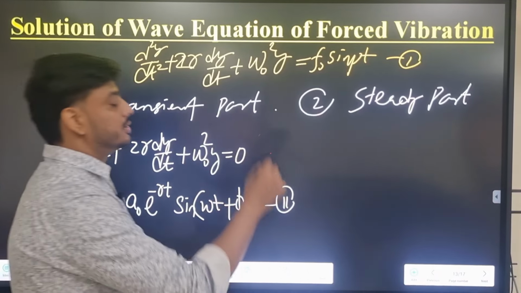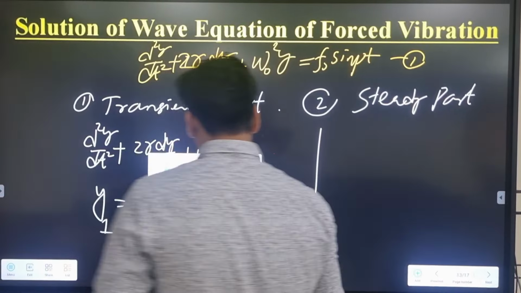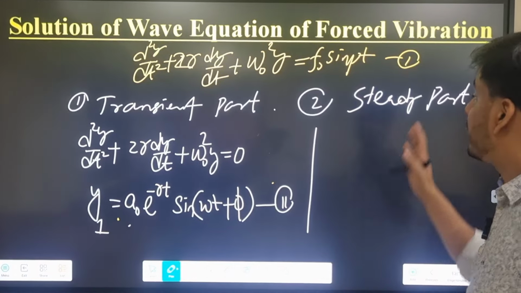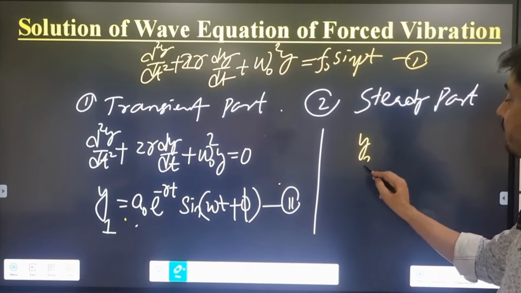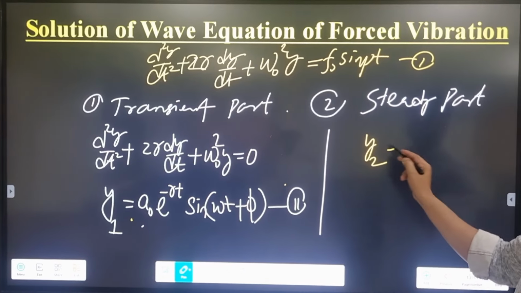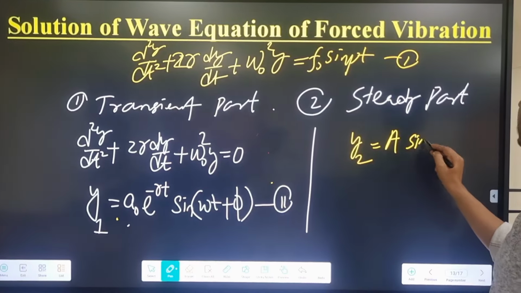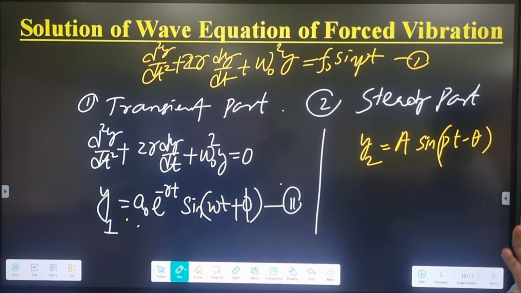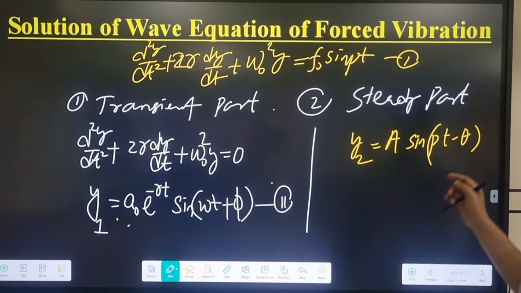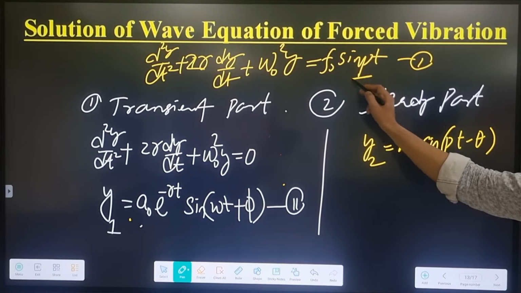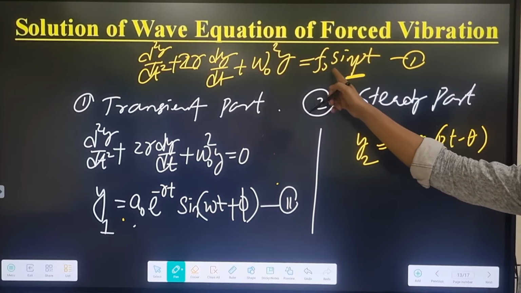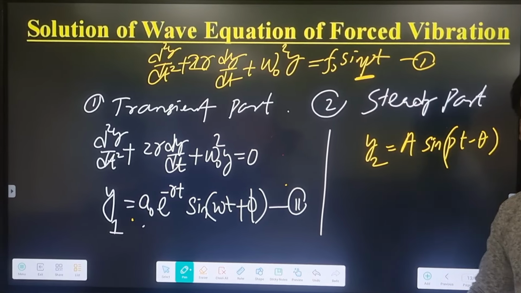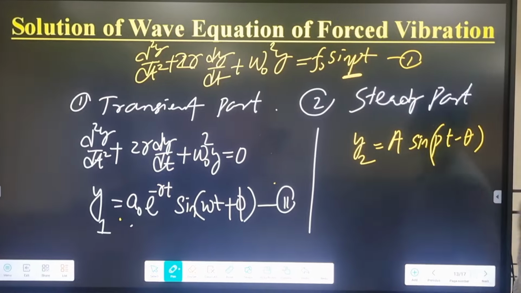The second part is the steady part. Now we are going to find the solution for the steady part, which is due to the influence of the external periodic force. Let the second part be y2. So y2, let the solution be a sine pt minus theta, where a is the amplitude of that solution and p is the same p we saw on the right hand side of the wave equation, f naught sine pt. So p is the frequency of the external periodic force.